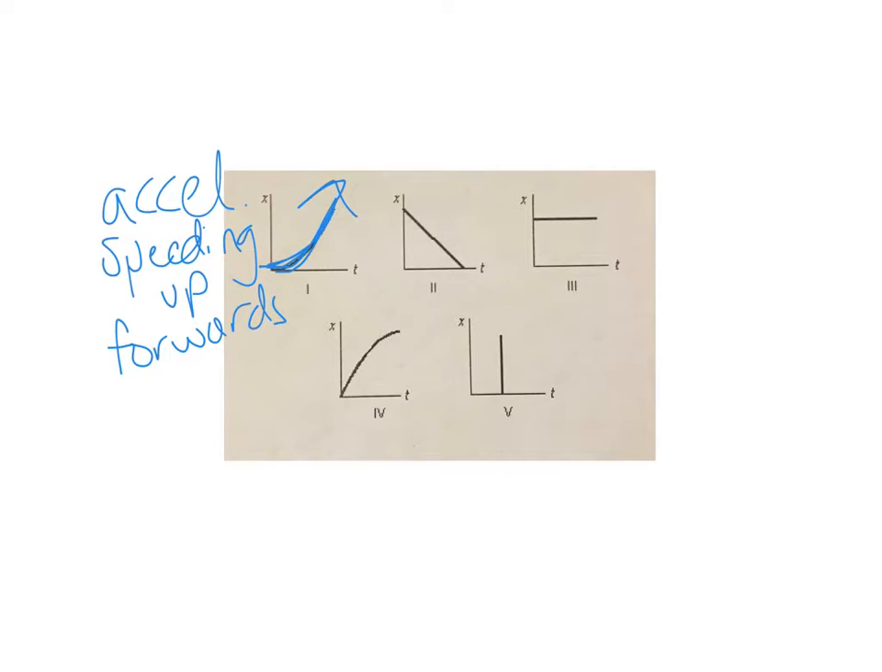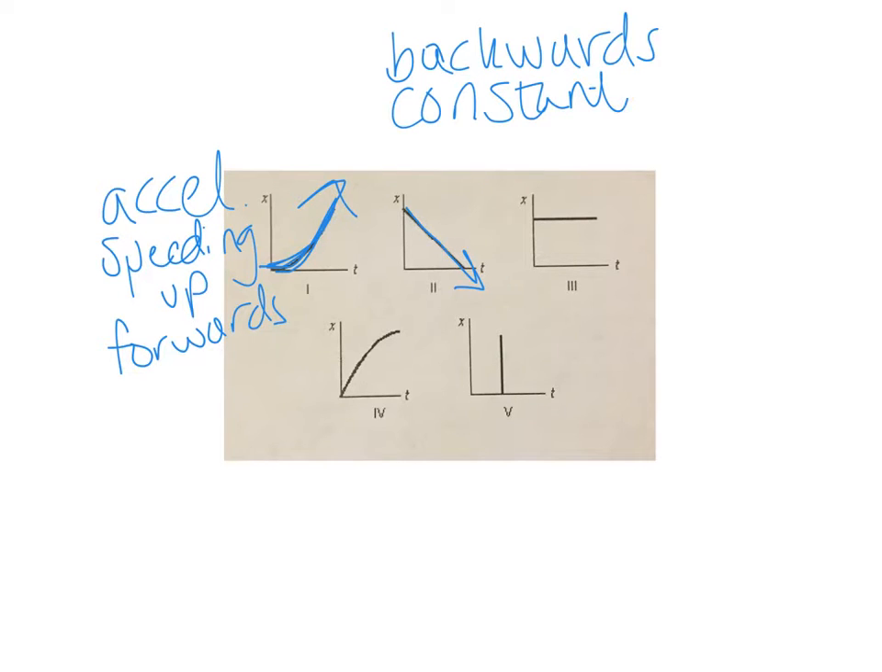Right? For graph number 2, right here, we've got a diagonal line, and this diagonal line is going down. So again, if this was turned into an arrow, it'd be pointing down. So that means this object is moving backwards. And since it is a straight line, it means it's moving at a constant velocity. All right. So that means there's no acceleration in this object.